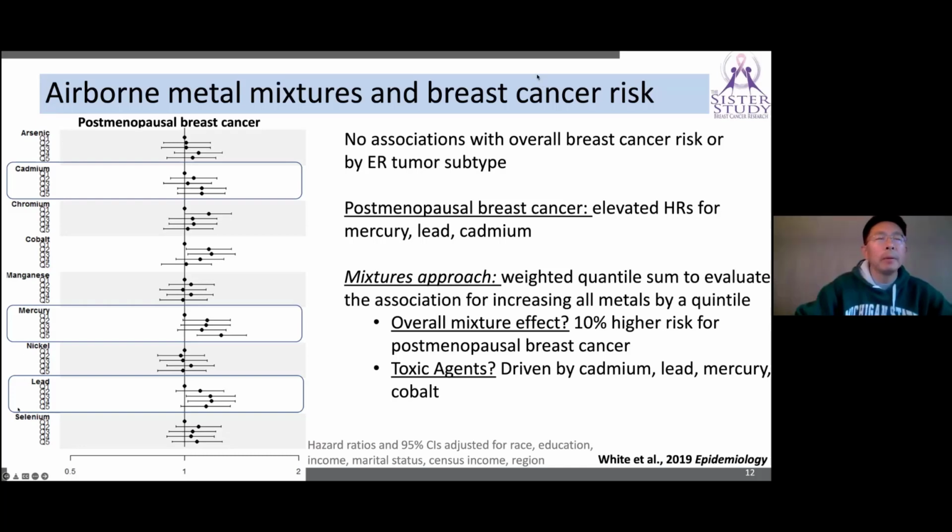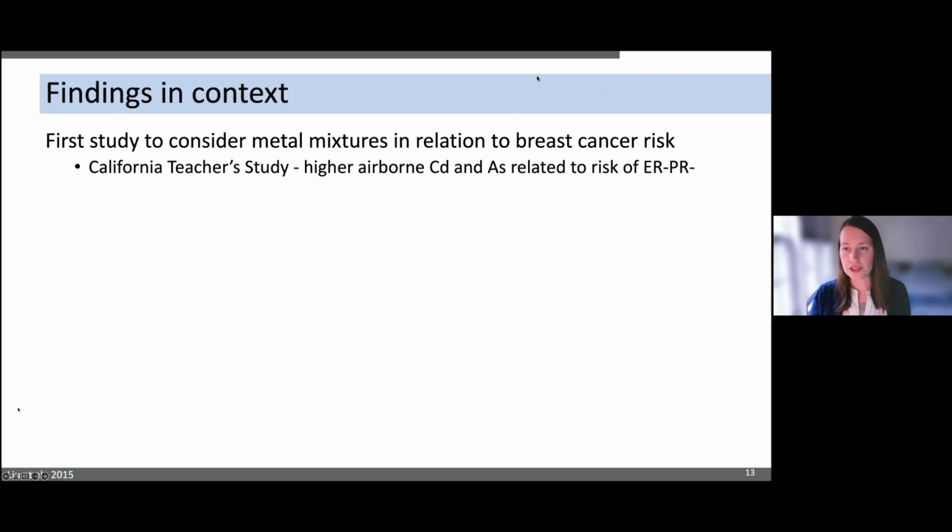Thank you. Yep. So this weighted quantile sum method gives you this estimate of the overall mixture effect. It also identifies those components of the mixture that are most strongly driving the association. Consistent with our individual metal results, we found that the overall mixture was also driven by exposure to cadmium, lead, mercury, as well as cobalt. So this was the first study to consider airborne metal mixtures in relation to breast cancer risk. Some previous studies, including one led by investigators at the California Teachers Study, which is a large cohort of teachers in California, also found a higher risk for ER-negative, PR-negative breast cancer in relation to cadmium and arsenic.